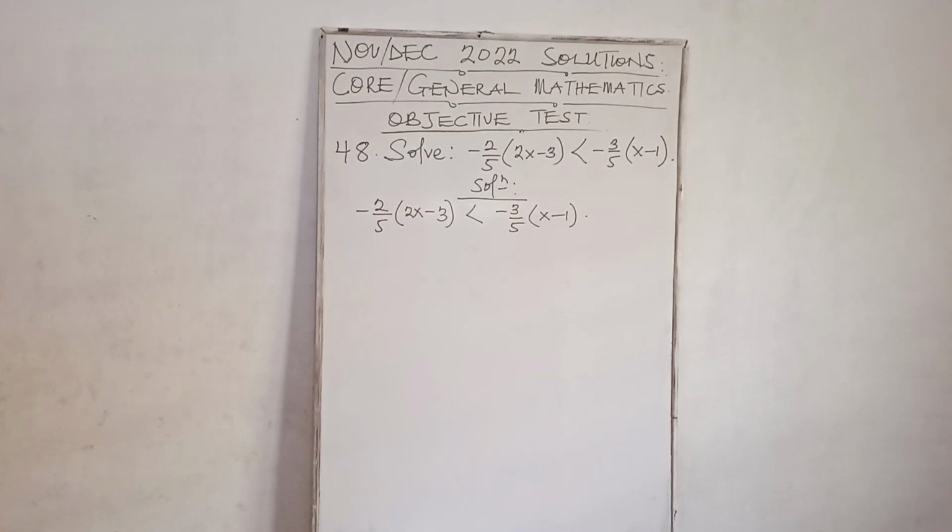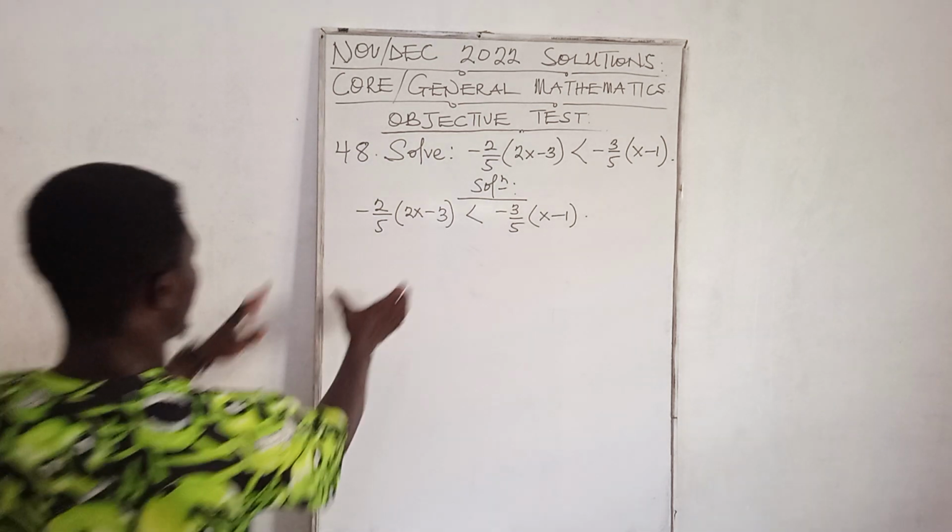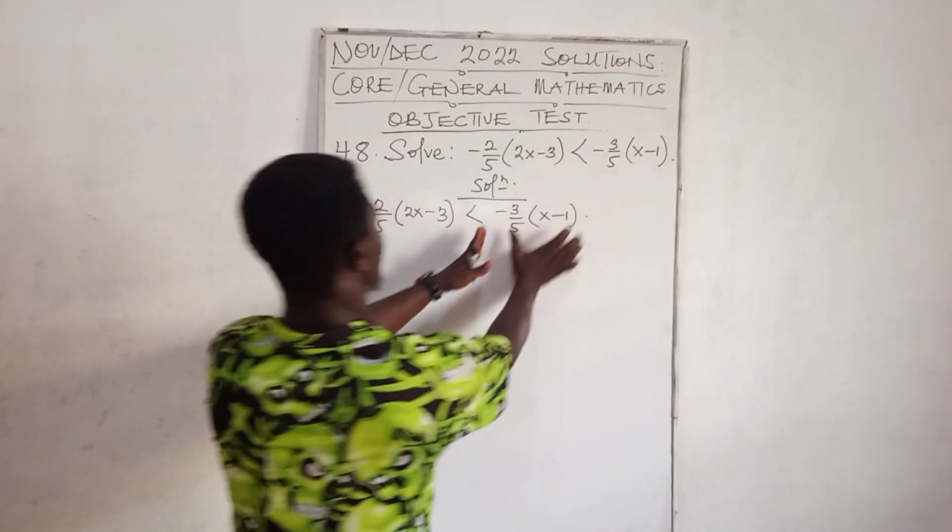So question 48 is stated what? Solve negative 2 over 5 multiplying 2x minus 3 less than negative 3 over 5 multiplying x minus 1. So solution, how best can we solve this? How many terms here? We have 1 term, then 2 terms.